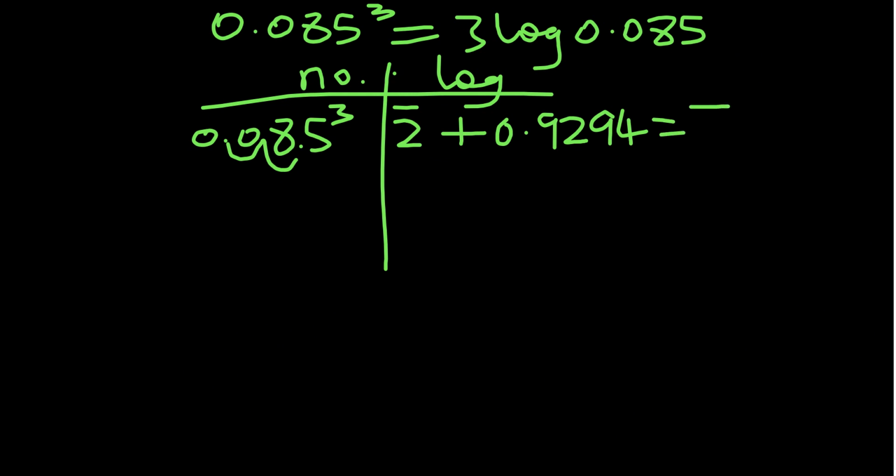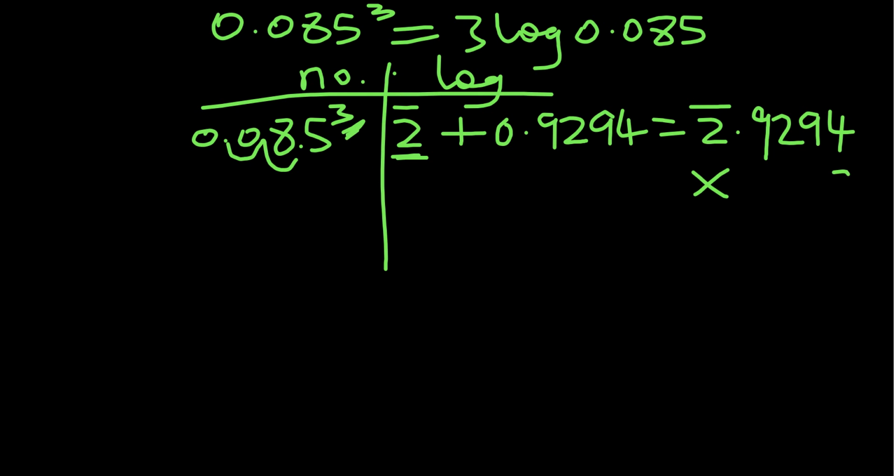When you combine them, please remember that you are not going to sum them up. You just need to combine them, because this characteristic here is going to retain its negative value. So if you combine them, you will have 2.9294. So because it is raised to power 3, what are you going to do? You're going to multiply it by 3.